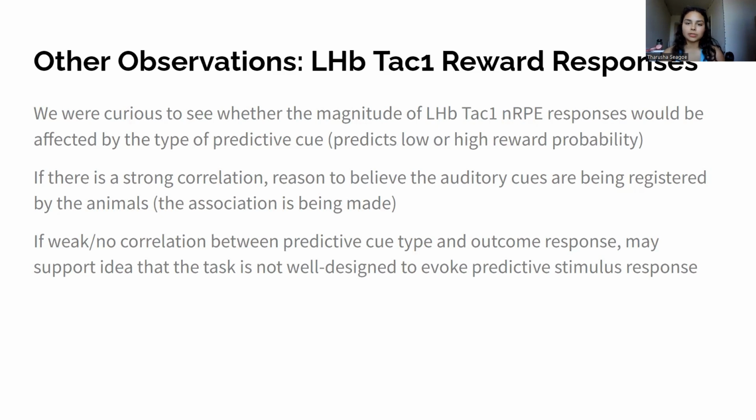We know that Tac1 neurons respond to reward emission, which is at the time of the outcome. So we wanted to see whether the magnitude of these responses is affected by the amount of error. So whether you have a low or high probability predicting cue and then it's omitted. If it's a high probability predicting cue, it's a lot bigger of an error than if it's a low probability cue and then omitted. So if we see a strong correlation, then we would be more inclined to believe that the auditory cues are somewhat being registered by the animals and that they're providing information. But if there's no correlation, we would be more inclined to think that the setup is not evoking or is not allowing these predictive cues to really serve their purpose.